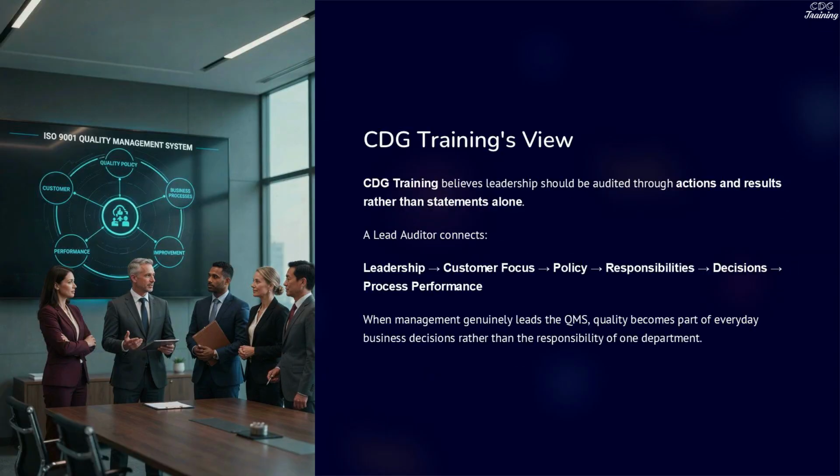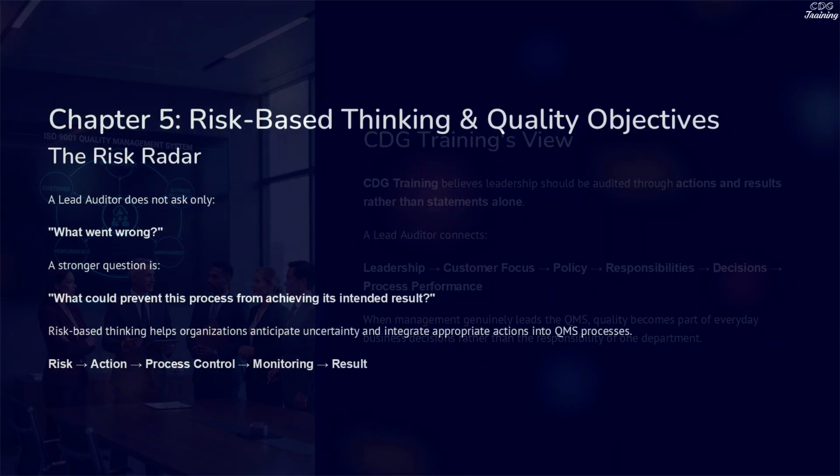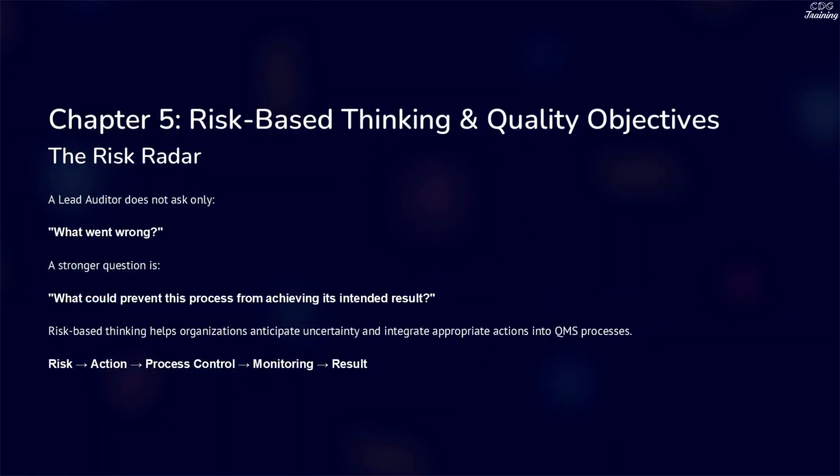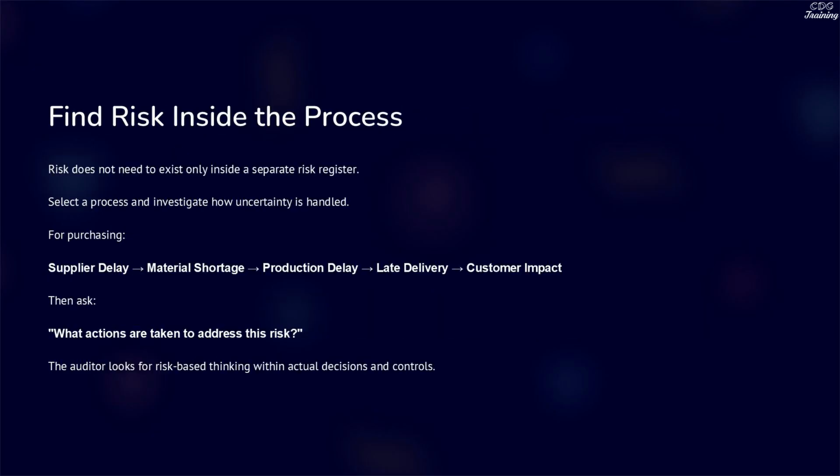CDG training emphasizes auditing leadership through actions and results. Leadership should integrate quality into everyday business decisions, making it a shared responsibility. Risk-based thinking is essential for anticipating uncertainty and integrating actions into QMS processes. A lead auditor should ask not just what went wrong, but what could prevent a process from achieving its intended result. Risk isn't confined to a register, it exists within processes.